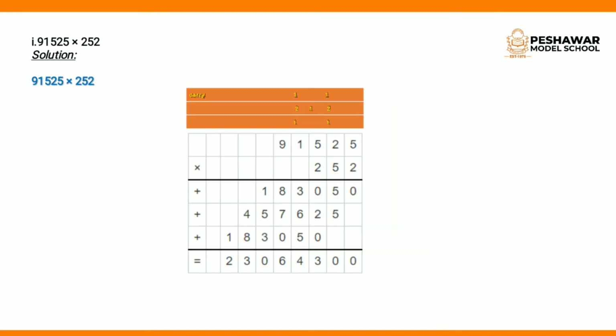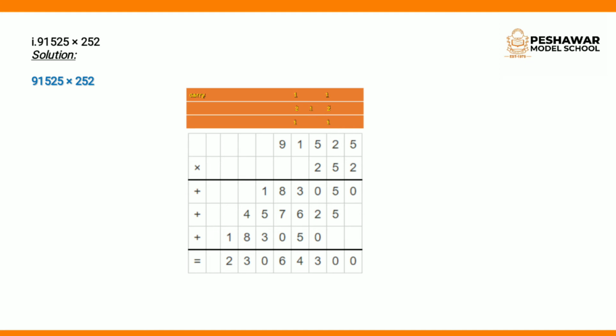Now students, you can see the example. This is the 5-digit number and we are multiplying with a 3-digit number. First, students, you have to write them in vertical form, up to down. Then you will start from the right side, the ones place digit, ones with ones, ones with tens, hundreds, thousands, and then 10,000. Now students, first we will multiply 2 with 5.